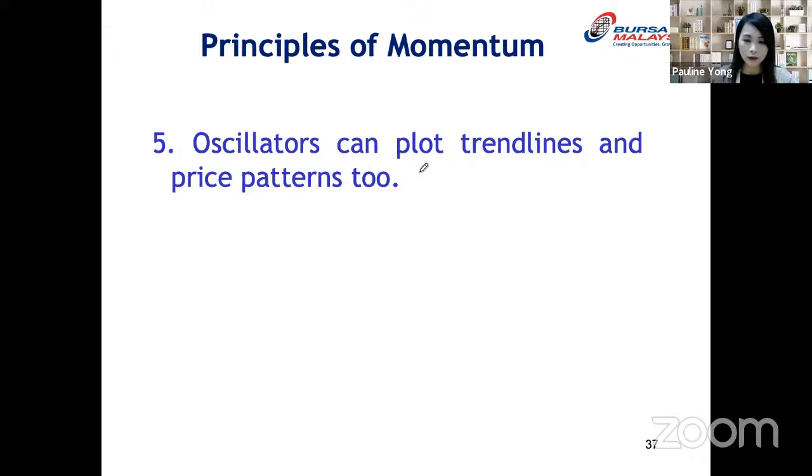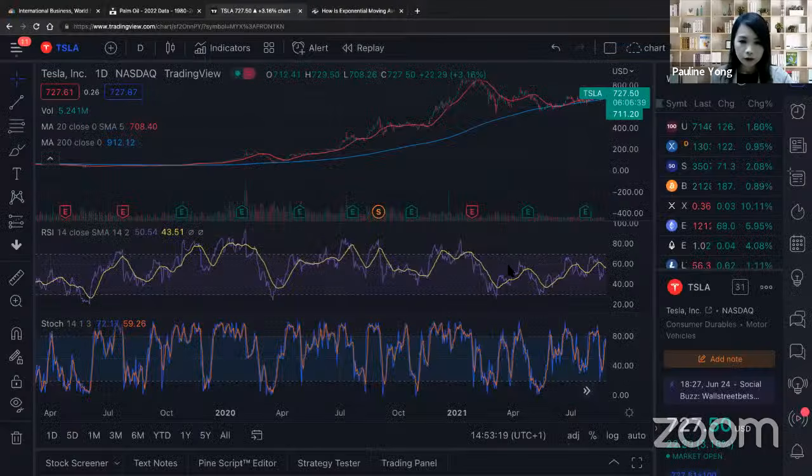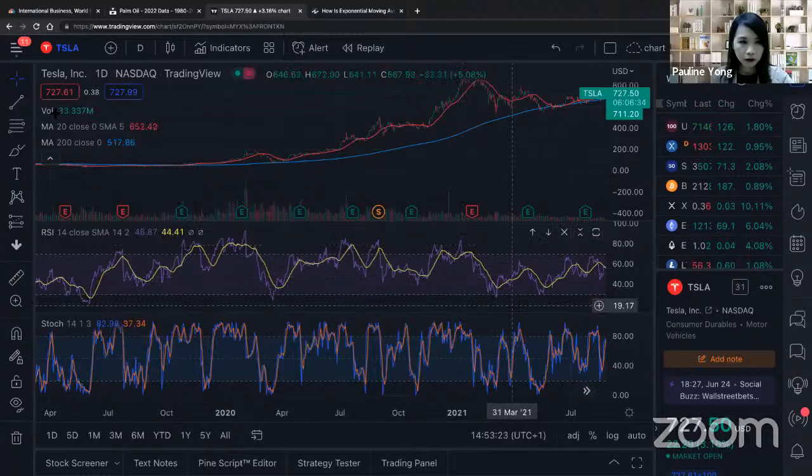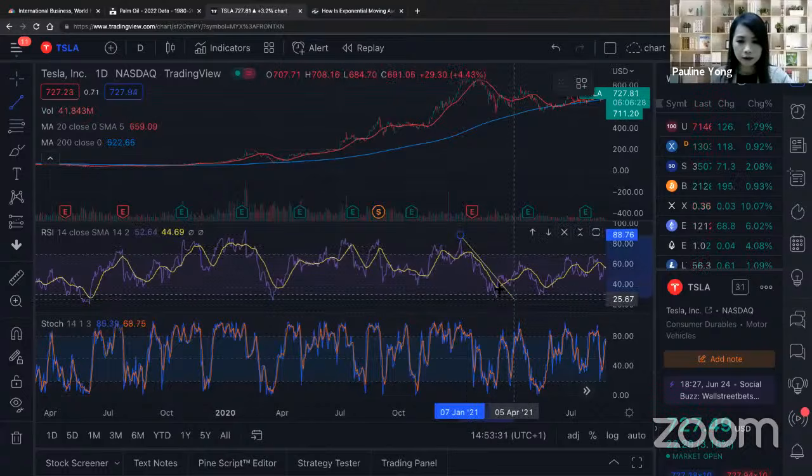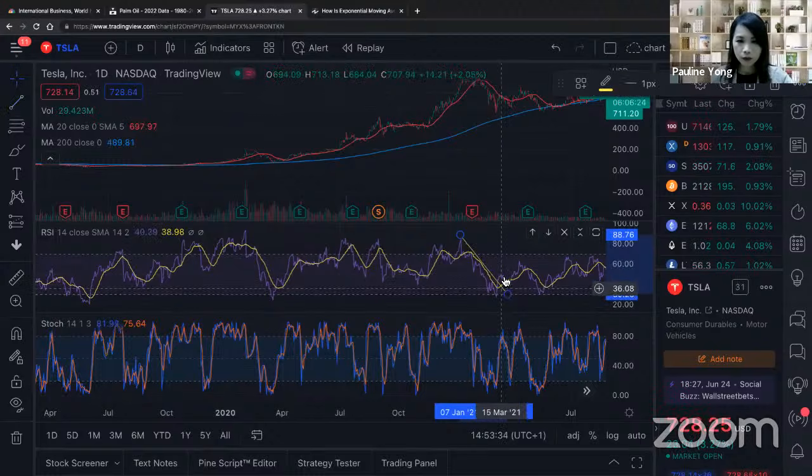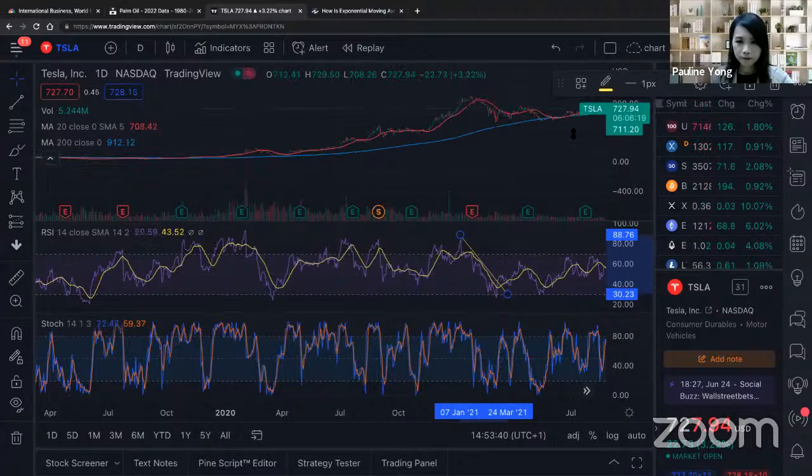Then oscillators can also plot trend lines and price patterns. For example, if you look at the RSI, here I can plot a trend line. I can plot the trend line like this, so there is a break. Then break. This one together with this.